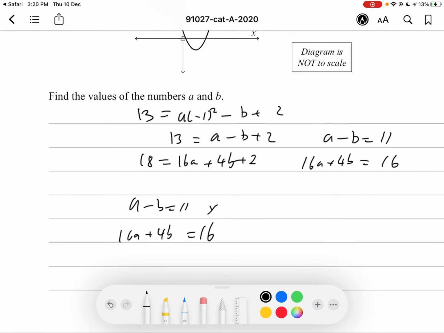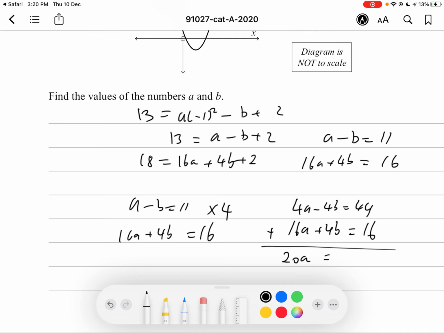If we want to eliminate b, we can multiply this one by 4. We get 4a minus 4b equals 44, and we can add on 16a plus 4b equals 16. This will give us 20a, and negative 4b plus 4b is 0, equals 44 plus 16, which is 60. So therefore a equals 3.